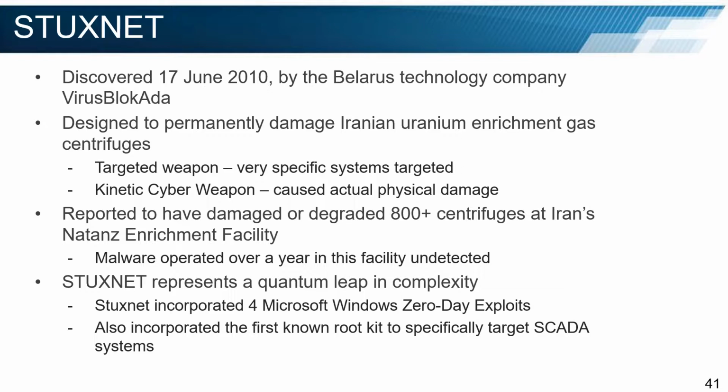STUXNET incorporated 4 Microsoft Windows zero-day exploits. A single such exploit can be worth hundreds of thousands of dollars on the open market. STUXNET also incorporated the first known rootkit specifically designed to target SCADA systems. It could also be remotely updated to change its functionality.